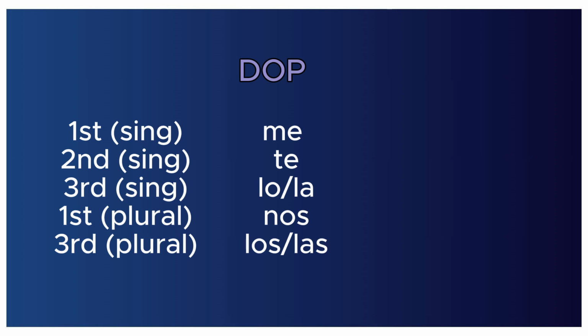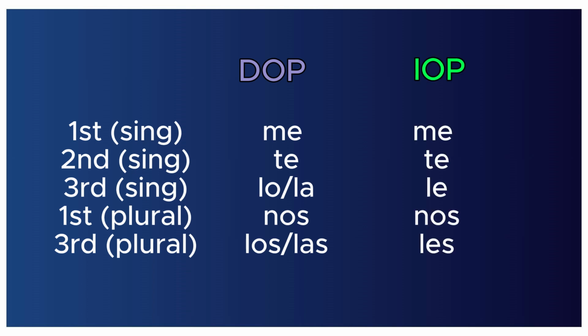Okay, so we know what direct and indirect objects are. Now, here we can see and compare their pronouns. So the direct object pronouns are me, te, lo, la, nos, los, las. And the indirect object pronouns are me, te, le, nos, les. Notice that direct and indirect object pronouns have no differences except in the third person form. Instead of lo and la, we have le. Instead of los and las, we have les.